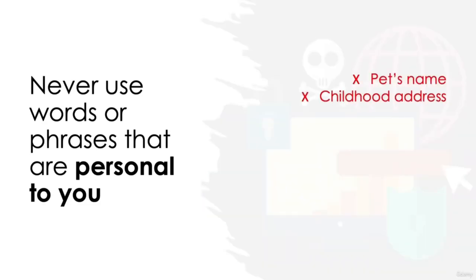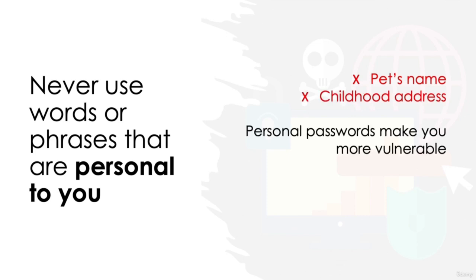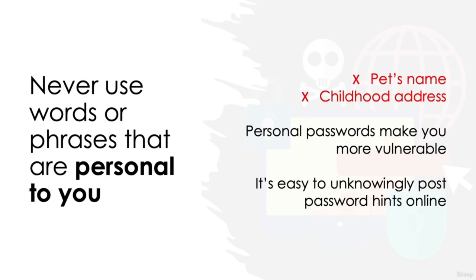Never use words or phrases that are personal to you. Whilst using your pet's name or the street that you grew up on may help you remember your password, doing so also makes you more vulnerable to someone guessing your password. That doesn't necessarily leave you just vulnerable to your inner circle hacking you either. Thanks to the ever-growing world of social media, it's easy to unknowingly post password hints, such as a photo of your dog captioned with his name on Instagram, or showing your support for your favourite football team, which can easily be accessed to the wider public.